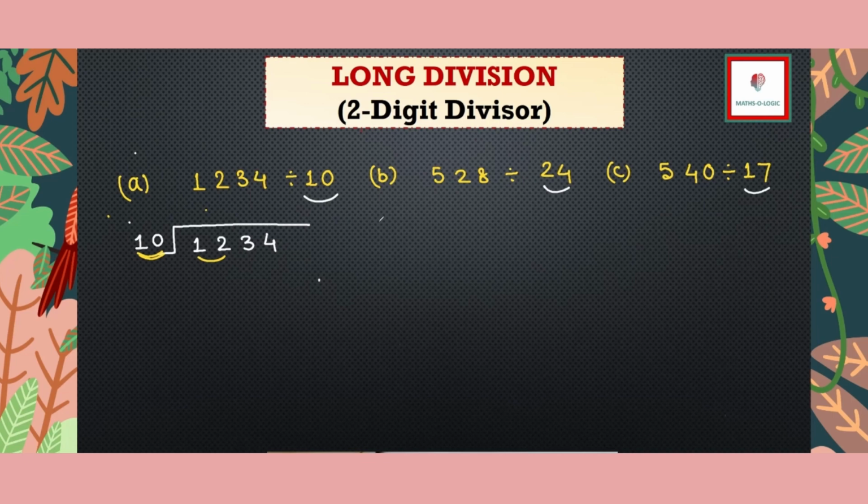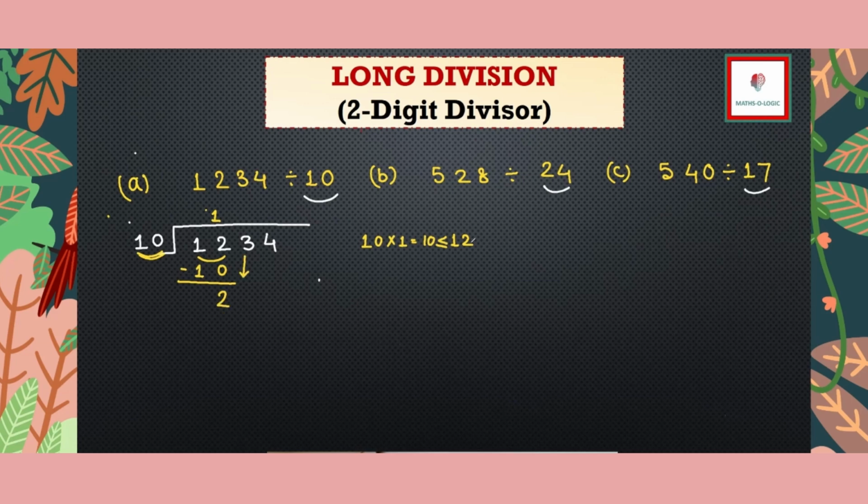So now we need to check that in the table of 10, what is the number that is less than or equal to 12. So if I see, this is 10 into 1, this is 10, which is less than or equal to 12. So now I can take 10 times 1 is 10, right? So now I will subtract 12 minus 10. So I subtract 10 from 12 and I get 2 as a remainder.